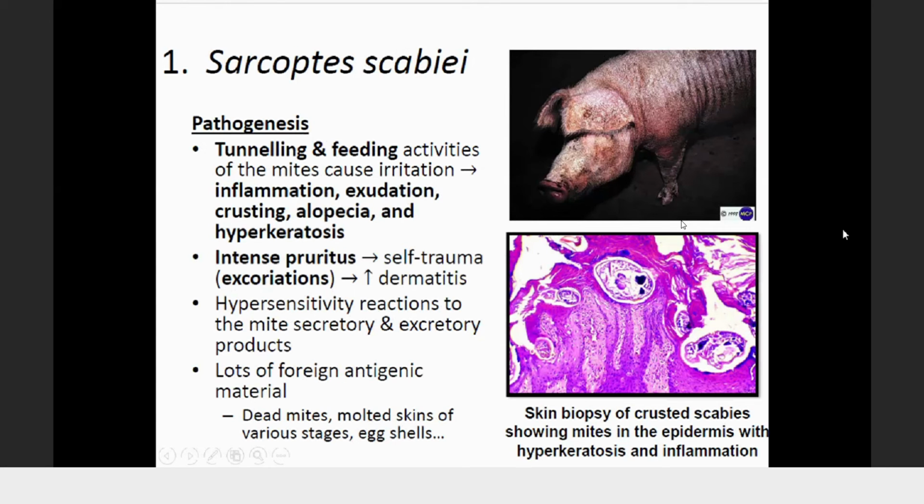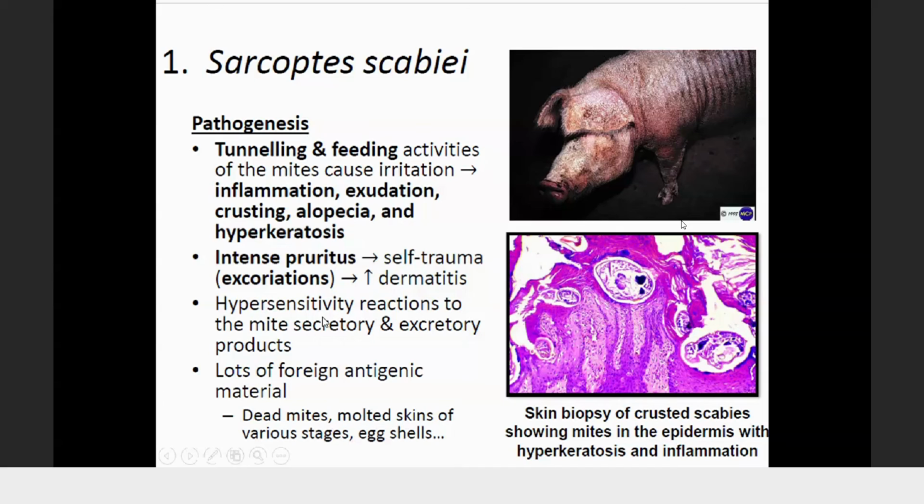Okay, so in my lecture slides I will also include the specific pathogenesis or pathogenic significance for certain mites that are very important for you to know. For this one, Sarcoptes scabiei is a burrowing mite. The tunneling and feeding activities of the mite can cause irritation, which further leads to inflammation, exudation, crusting, alopecia, and hyperkeratosis. It can cause intense pruritus, which leads to self-trauma and increases the dermatitis.